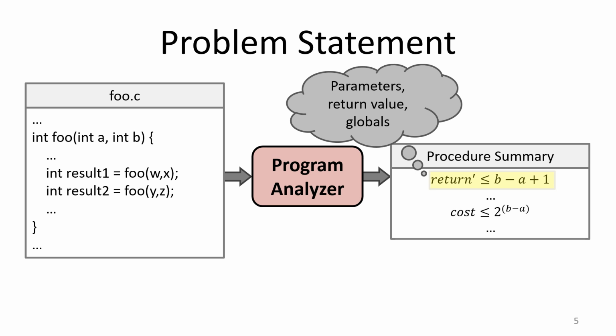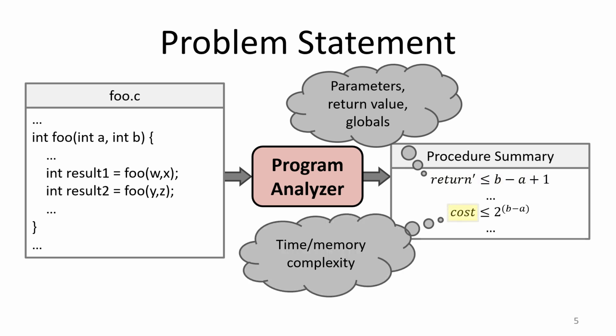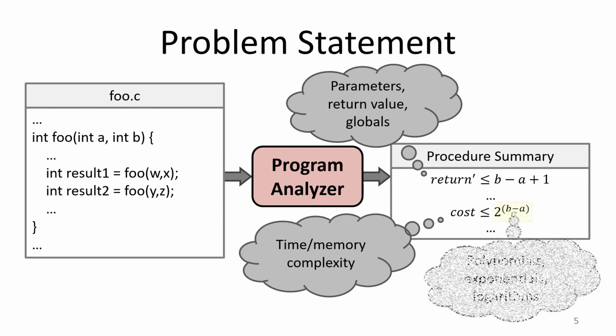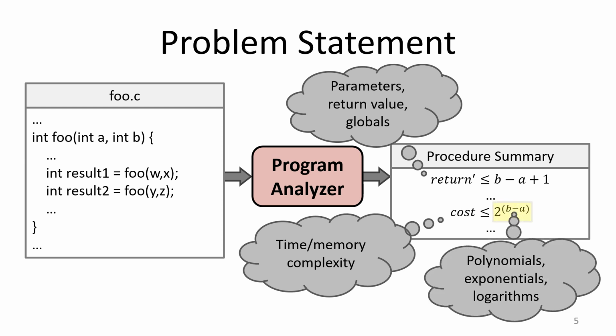Some procedures may contain a variable that tracks the time complexity or memory complexity of a procedure. In that case, procedure summaries may be sufficient to prove a bound on the time or memory complexity of the procedure. Because the procedures may contain complicated manipulations of numeric variables, we would like to be able to find summaries that go beyond linear arithmetic, sometimes containing polynomial, exponential, and logarithmic relationships between variables.